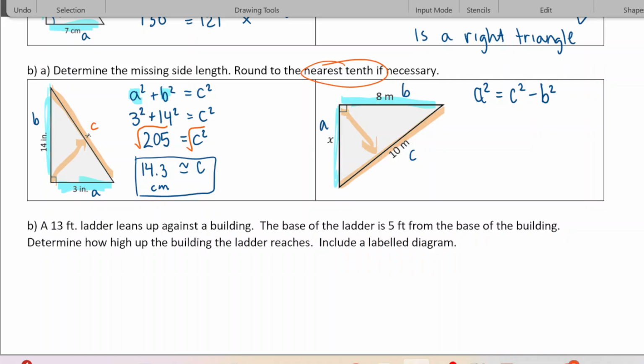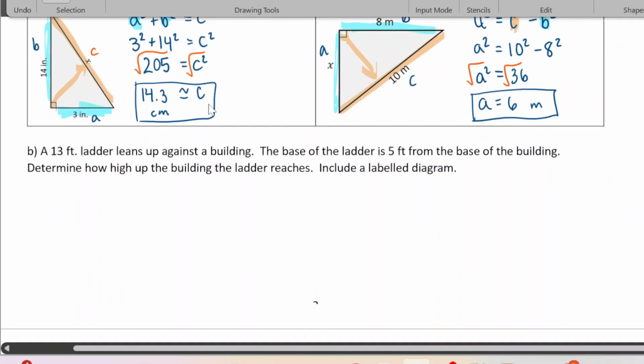So I'm going to plug in the numbers that I know, which is C and B. So I have 10 squared minus 8 squared, which is 100 minus 64, so 36. That's what A squared is equal to. And then to find out what A is, we just square root both sides. So this time it's exact. A is exactly 6, should be meters, 6 meters.